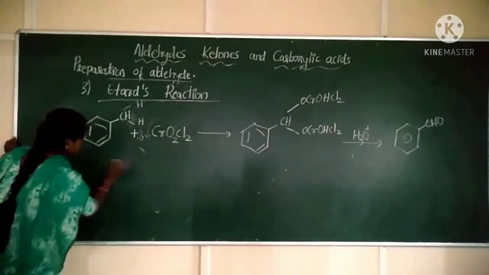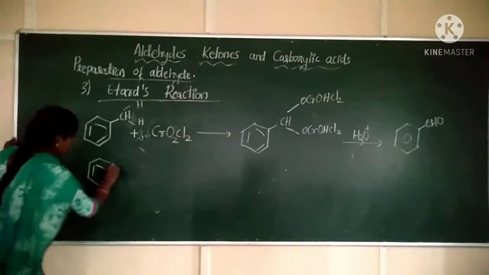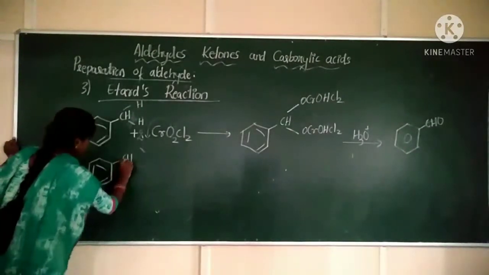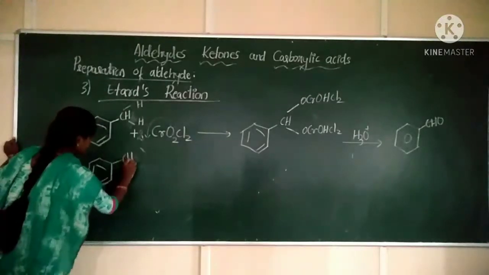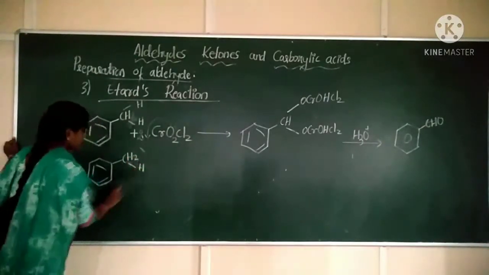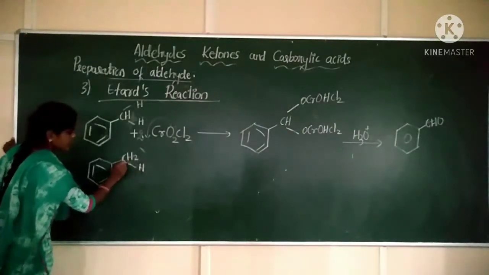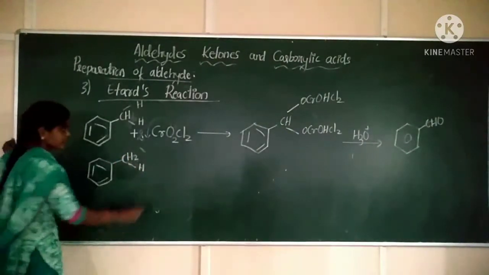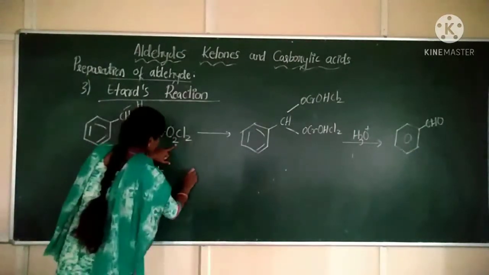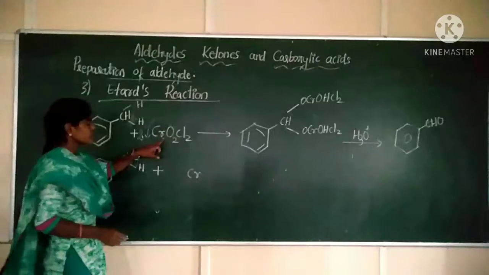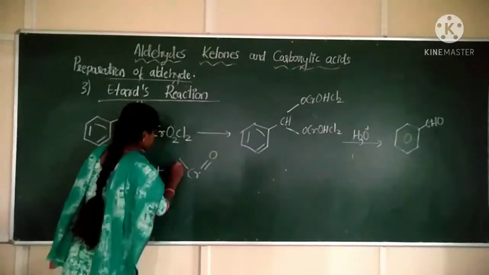We have toluene. I can write this as CH2H, correct? CH2H, the bond is between carbon and hydrogen, CH2 and H. Okay. Now chromyl chloride, what is the structure of chromyl chloride? Chromium will be here, one chromium atom, two oxygens and two chlorines. The structure of chromyl chloride is like this.